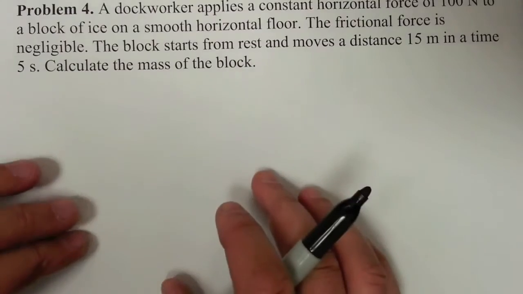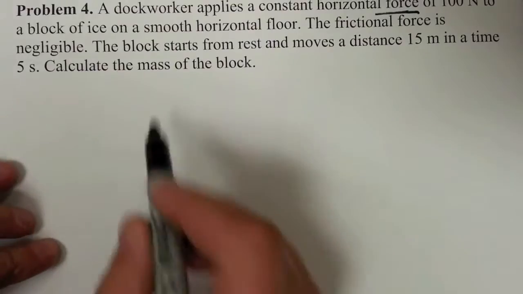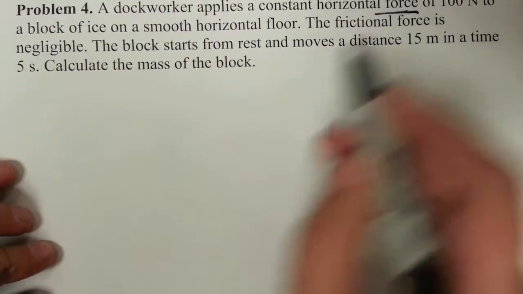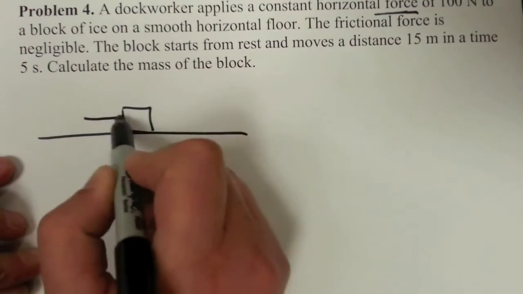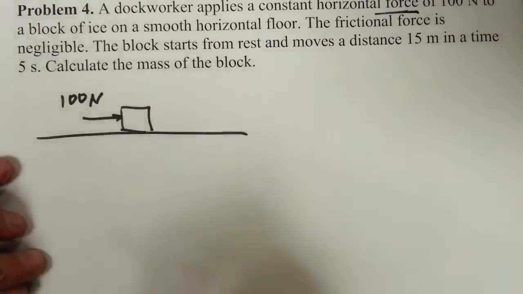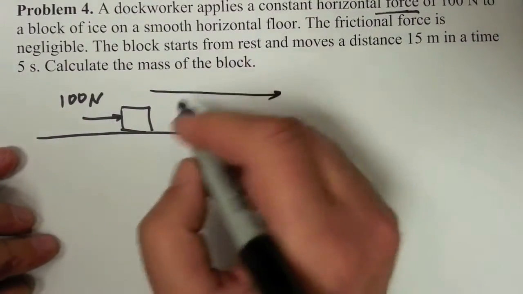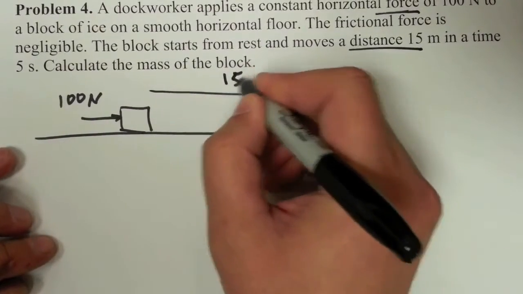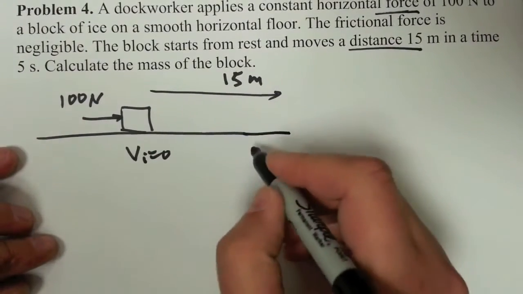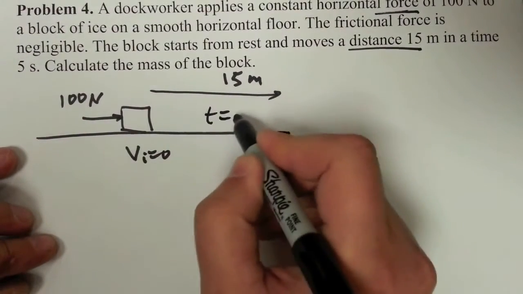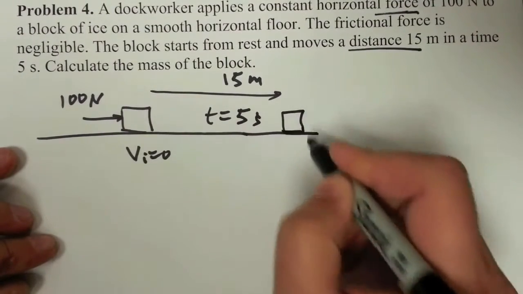So constant horizontal force is being applied to an object, smooth, which means no friction. So that's what we know. Object is speeding up. It travels 15 meters from rest, and it takes 5 seconds to travel to the final location.